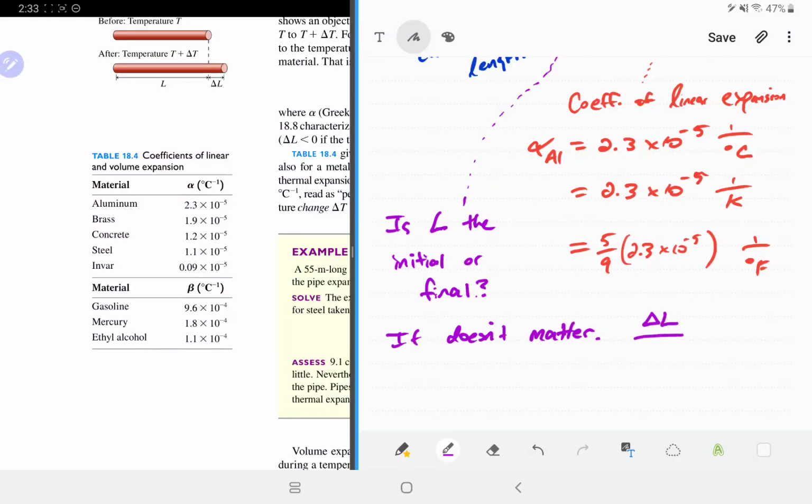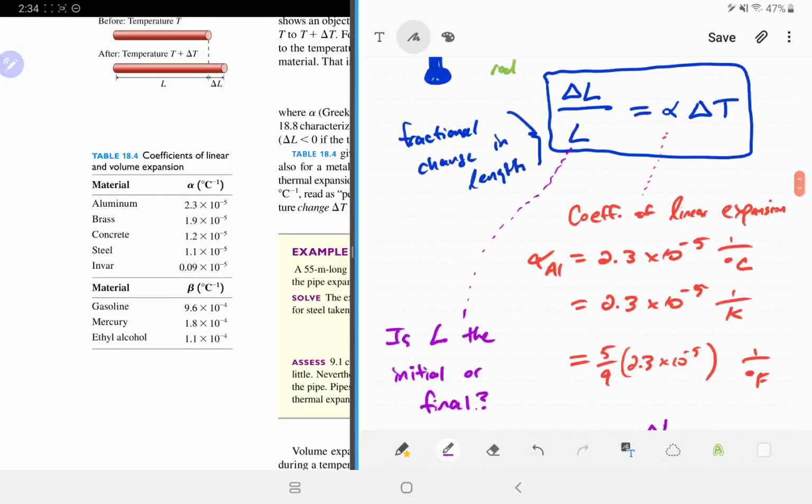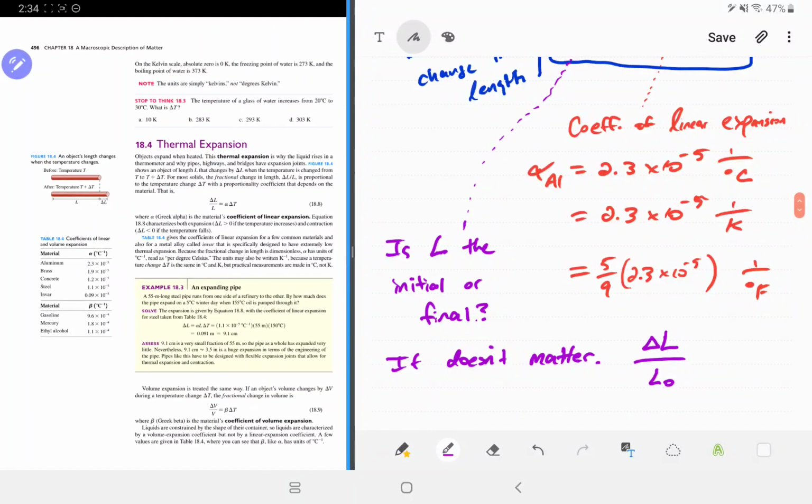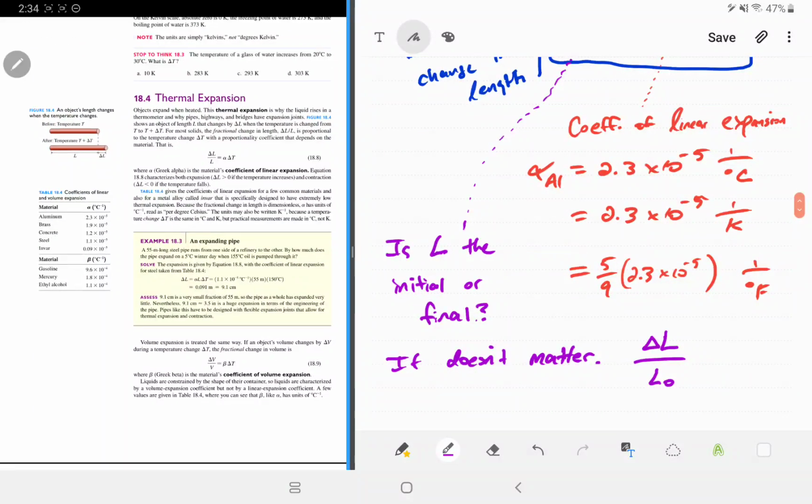We'll just call it L naught, just because that tends to be easier. That tends to be the thing that you already know from the start of the problem, and the point of the problem is to find L final. So a lot of times we'll just plug in L equals L initial, but really it shouldn't matter if the product of these two things is a number much, much less than 1. Okay.